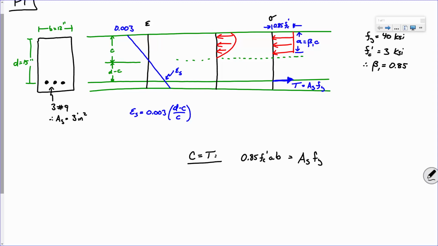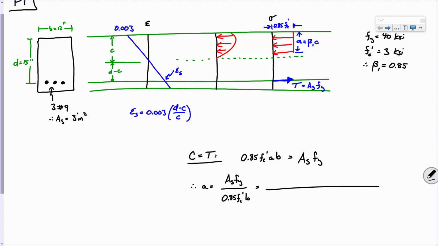Okay. So what don't we know? We know the area of the steel. We know Fy. We know 0.85. We know fc prime. We know b. We do not know a. We do not know the depth of that stress block. So a is As Fy divided by 0.85 fc prime b. And now we can plug and chug.